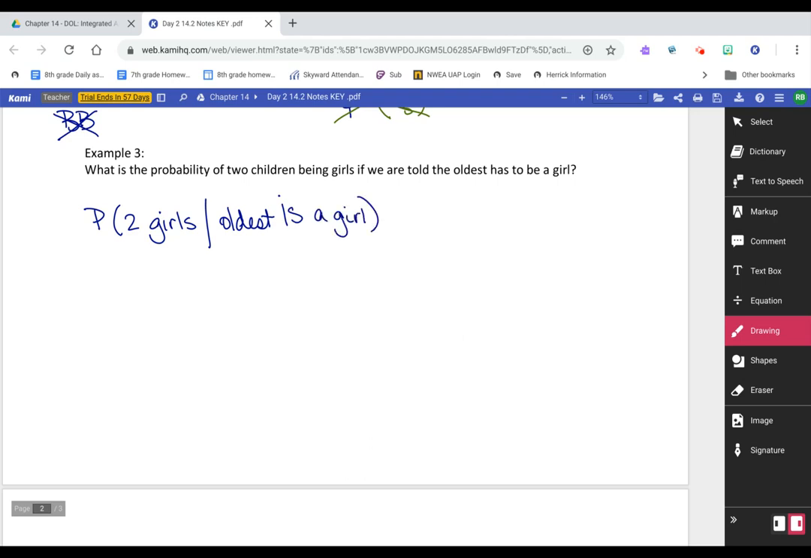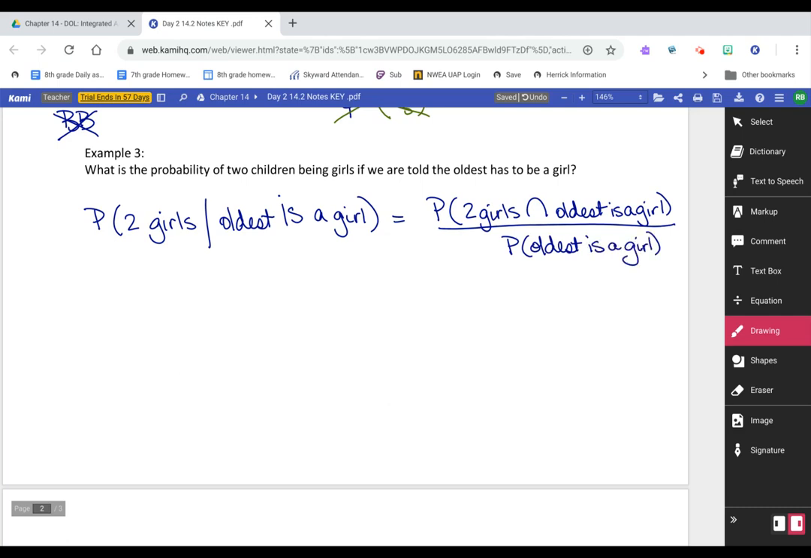All right. Well, our quotient would be the probability of 2 girls and oldest being a girl over the probability of the oldest being a girl. All right, so let's write our options again to the side here. We have the 2 girls, girl then a boy, boy then a girl, boys for both options. Okay, so for our numerator, the probability of 2 girls and the oldest being a girl, well, this is the only one that has 2 girls. So once again, 1/4 for our numerator.